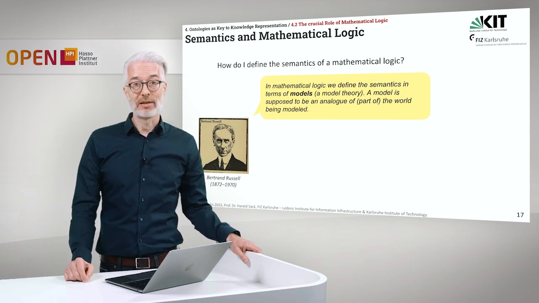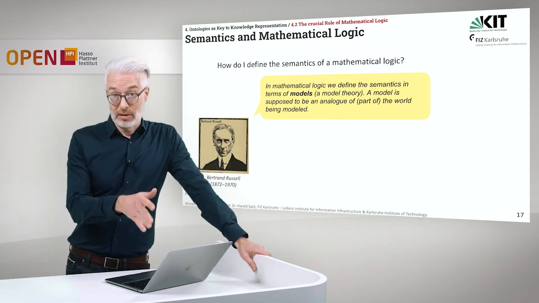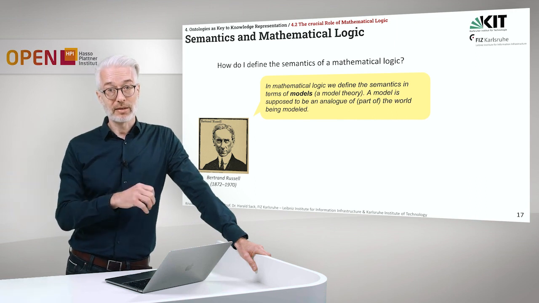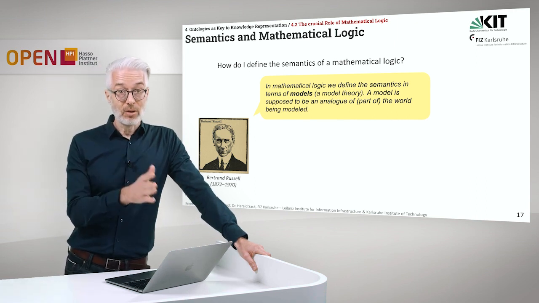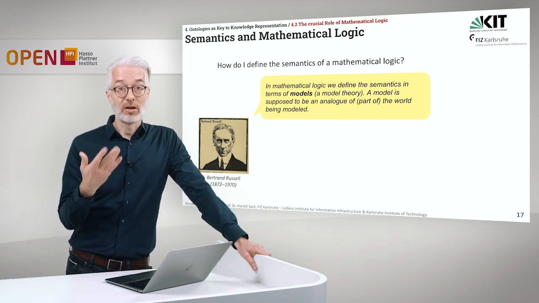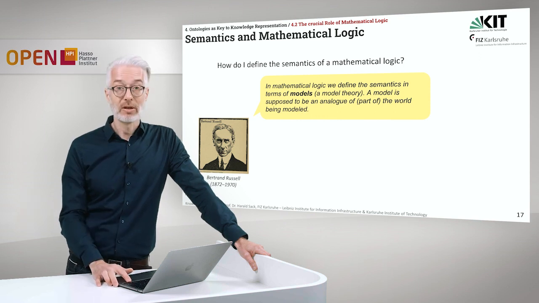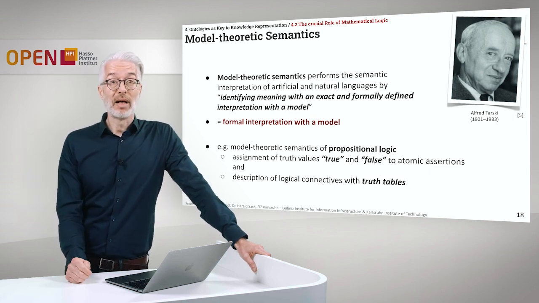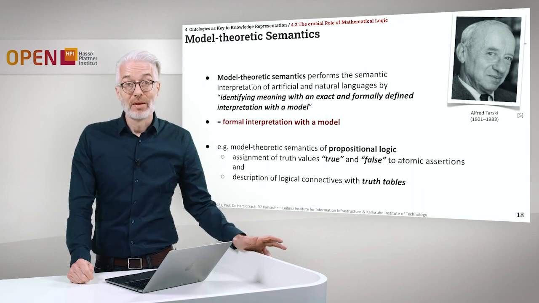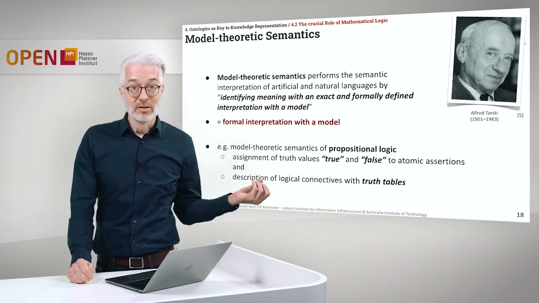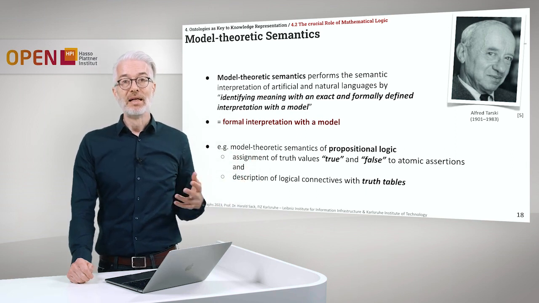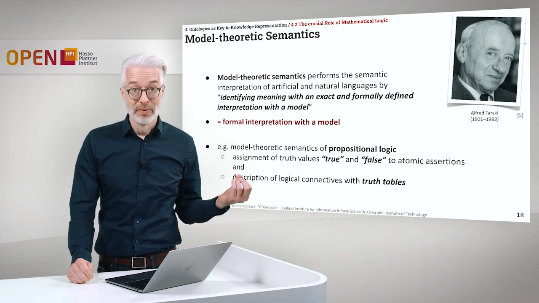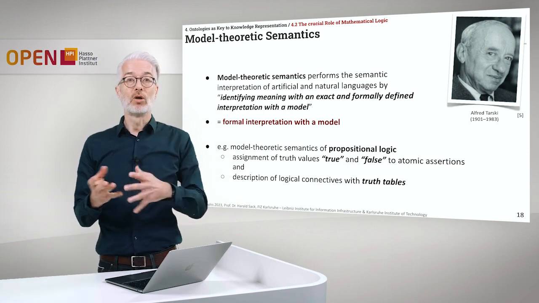Let's ask our friend Bertrand Russell again. He would say, in mathematical logic, we define the semantics in terms of so-called models. So it's a model theory. We are doing model theoretic semantics. A model is supposed to be an analog of a part of the world that is being modeled. Okay, as easy as that. The guy we are referring to here is Alfred Tarski, also famous logician and mathematician, and he defined model theoretic semantics. And this model theoretic semantics performs the semantic interpretation of artificial and natural languages by simply identifying meaning with an exact and formally defined interpretation based on a model. So we do a formal interpretation with a model.